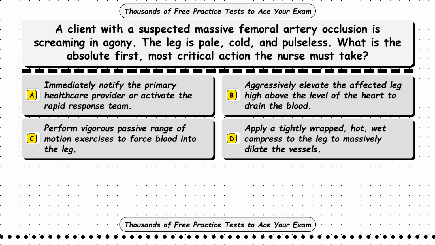Question 157. A client with a suspected massive femoral artery occlusion is screaming in agony. The leg is pale, cold, and pulseless. What is the absolute first, most critical action the nurse must take? Option A, immediately notify the primary healthcare provider or activate the rapid response team. Option B, aggressively elevate the affected leg high above the level of the heart to drain the blood. Option C, perform vigorous passive range of motion exercises to force blood into the leg. Option D, apply a tightly wrapped, hot, wet compress to the leg to massively dilate the vessels.